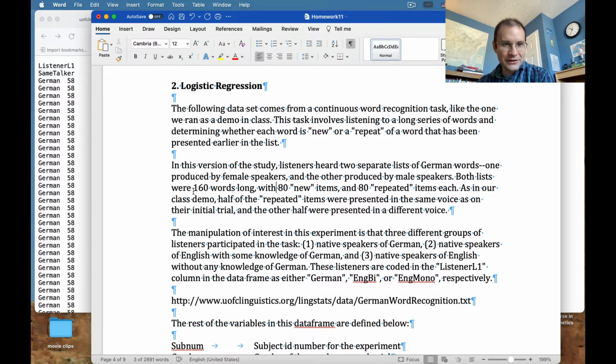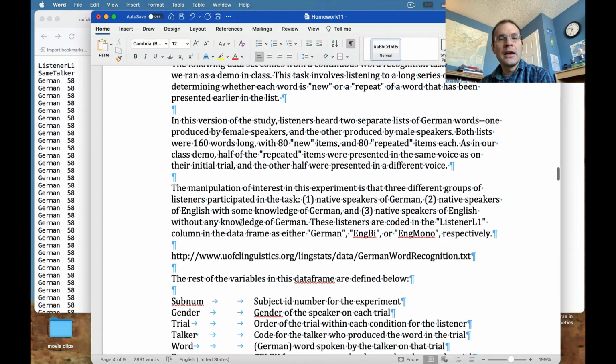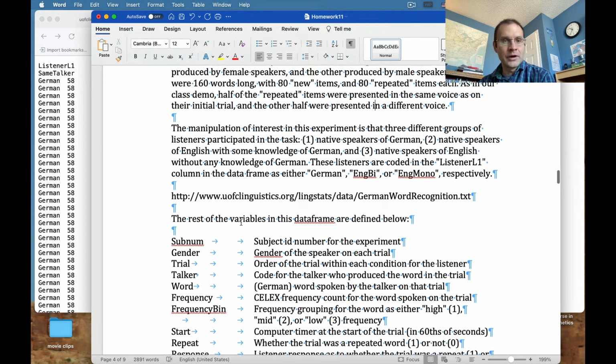And these are fairly long word lists as well. So that winds up being 320 trials for the whole experiment. That's a lot to think of anyway. But within those, half of the items are going to be new and half of them are going to be repeated. As in the class demo or the lecture demo, half of the repeated items were presented in the same voice as on the initial trial. The other half were presented in a different voice.